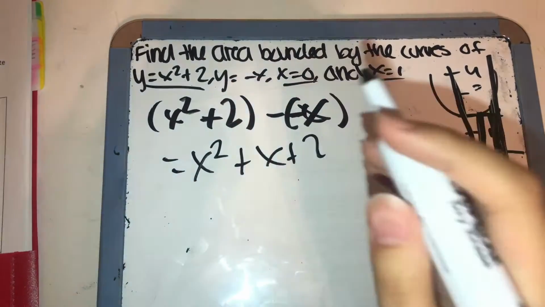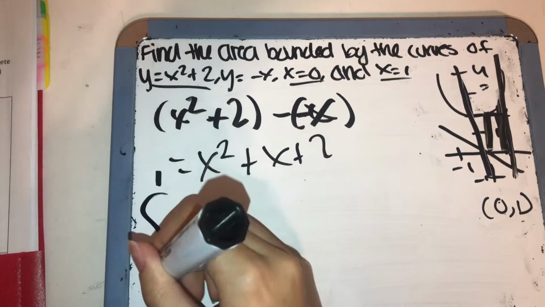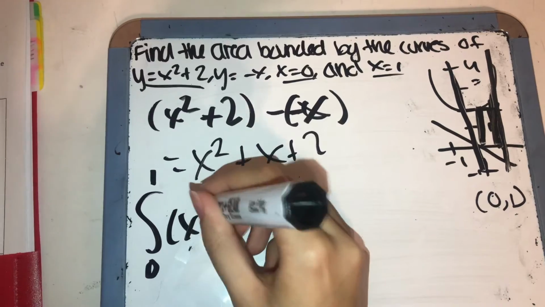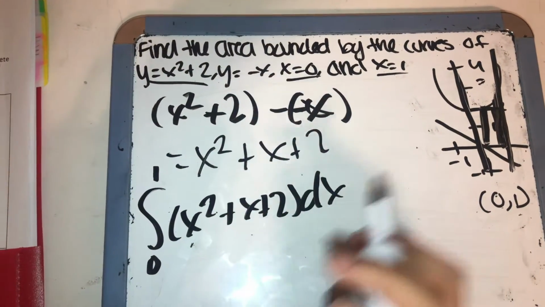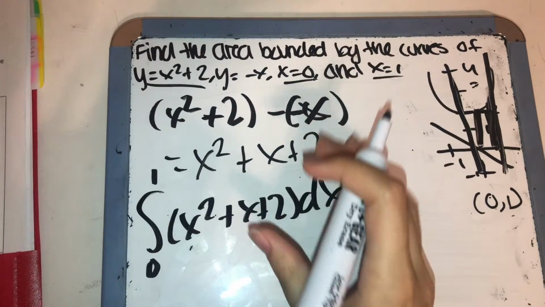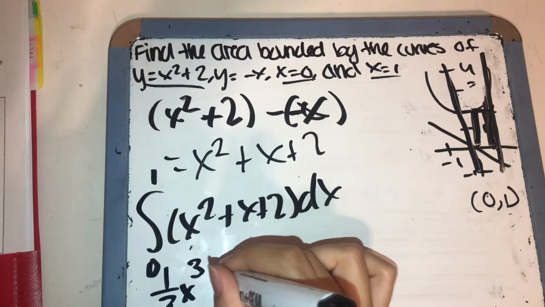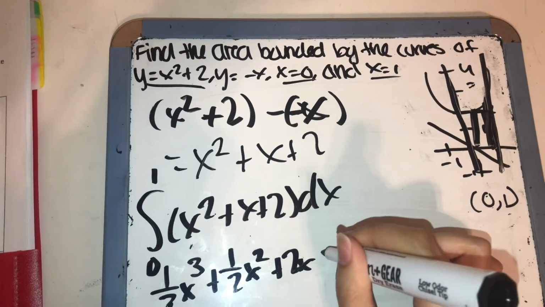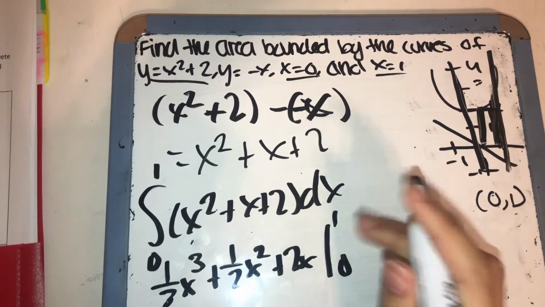All right, now let's do the integral. So we have the integral from 0 to 1 of x squared plus x plus 2 dx. So now let's do the anti-differentiation on this. It'll be 1 over 3 x cubed plus 1 over 2 x squared plus 2x, evaluated from 0 to 1.